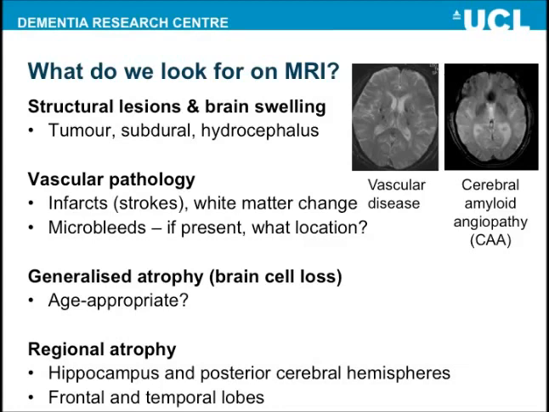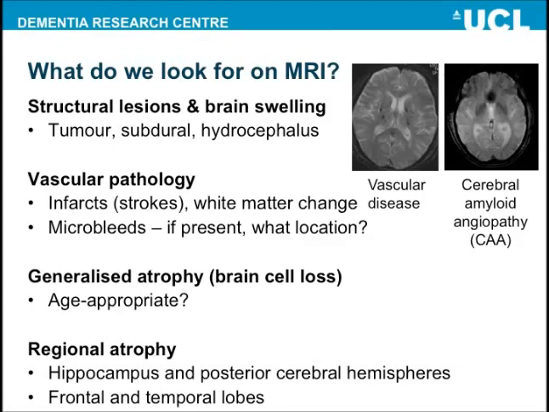Now, about 90% of patients with Alzheimer's disease have some degree of CAA, if we were to look in their brains at post-mortem, but the degree really varies between individuals. So we then move on to look for atrophy, this brain cell loss. Is the generalised atrophy. Now, unfortunately with age we all lose brain cells, so the amount of brain cell loss you see depends on the age of the patient.